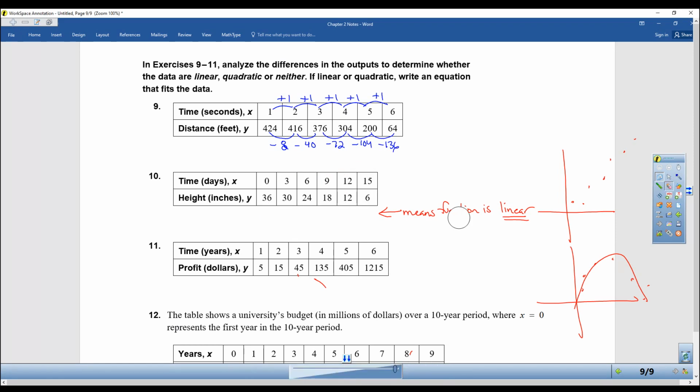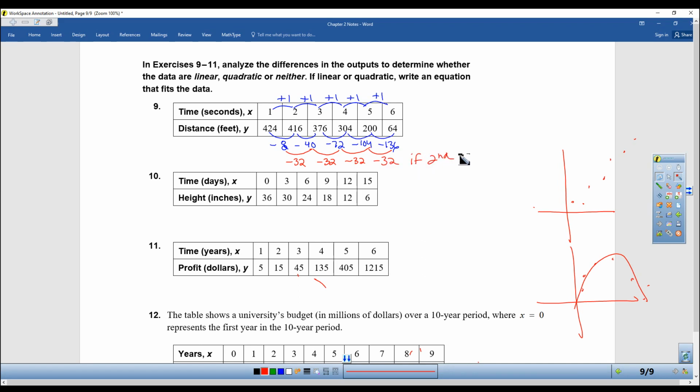That is definitely not linear. If it was constant, it would be linear. But here's the cool part. If you do it again, and it gives you the same value now, it'll be quadratic. So the difference between -8 and -40 is it went down 32. To get from -40 to -72, it went down 32. To get from -72 to -104, down 32. And then the last one, down 32.